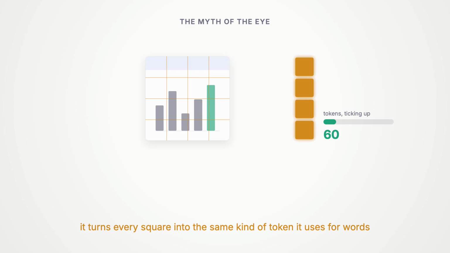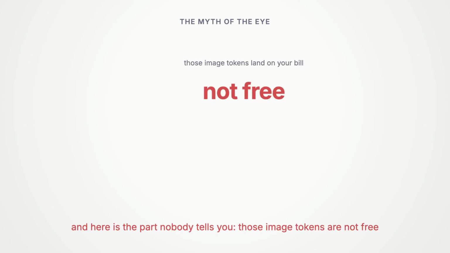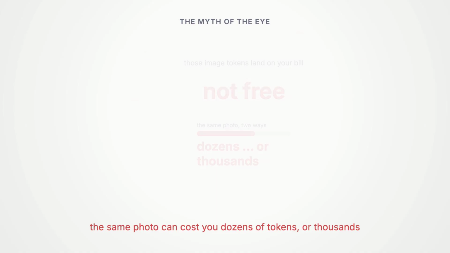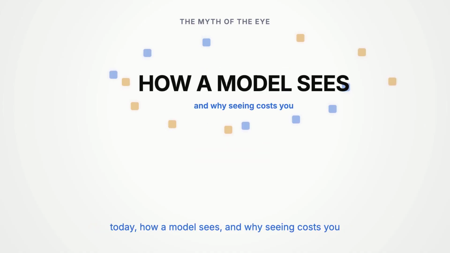And here is the part nobody tells you up front. Those image tokens are not free. They land on your bill right next to the words. So the same photo, sent two different ways, can cost you dozens of tokens or thousands. Today, we look at exactly how a model sees and why seeing costs you.